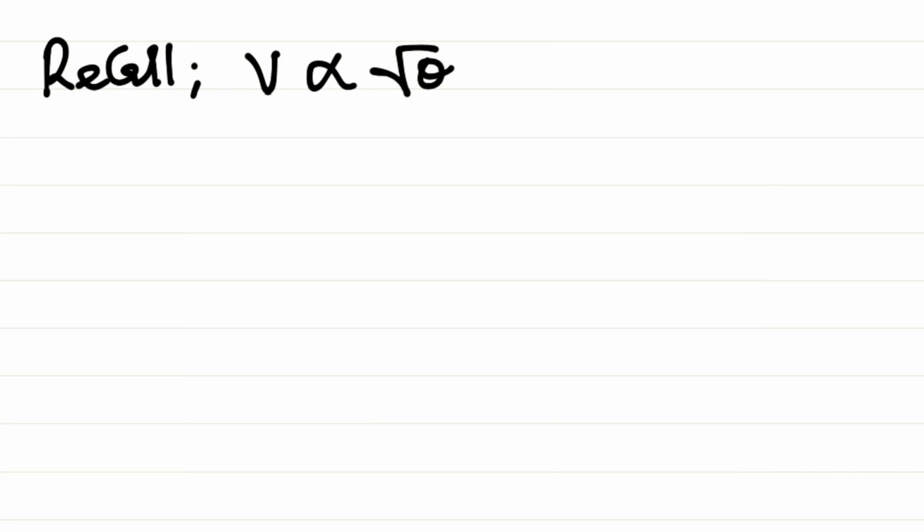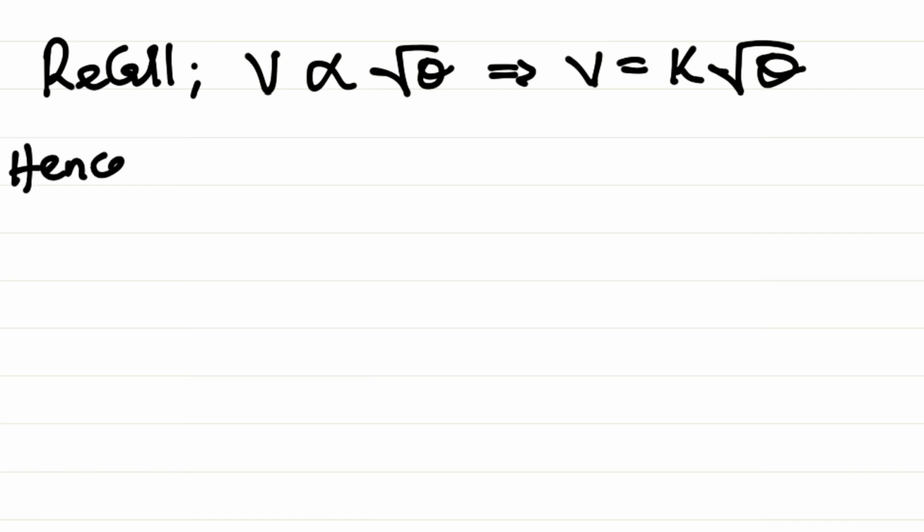Now let's refresh our memory. Recall that velocity of sound in air and temperature are related. They are directly proportional to each other, but v is proportional to the square root of theta, which is temperature. Are we together? So by expansion, v is equal to k square root of temperature. We're going to ignore our constant k, so that v is equal to the square root of temperature. Hence, let's write our formula properly.